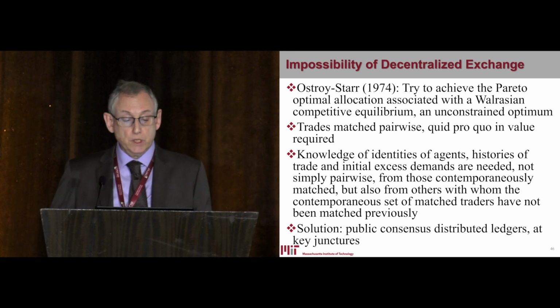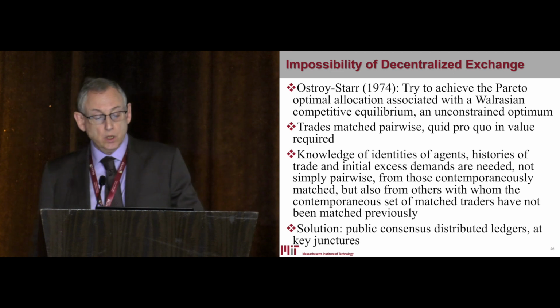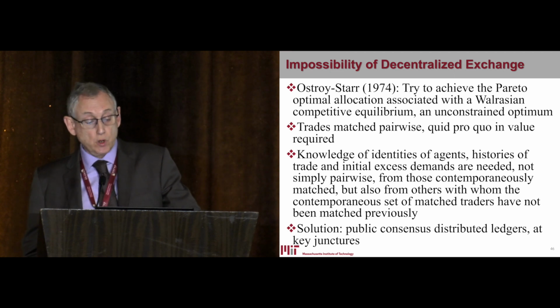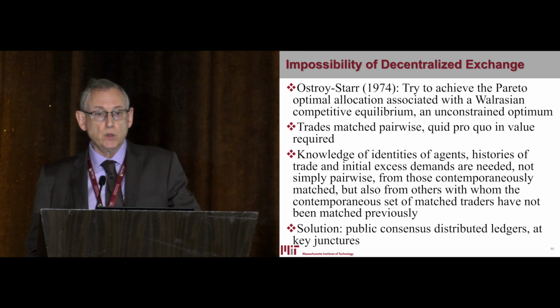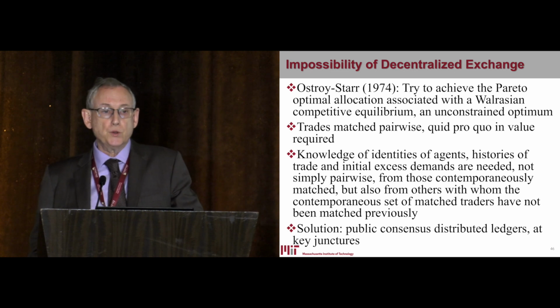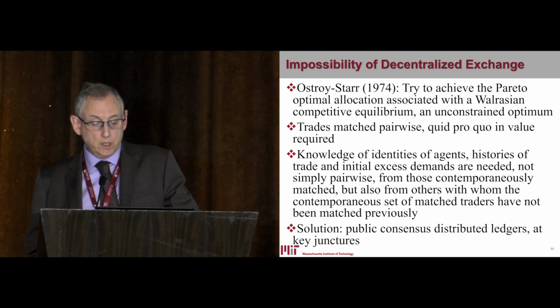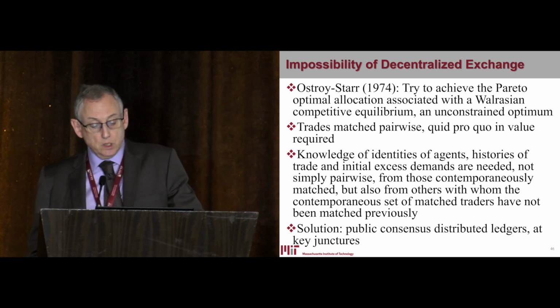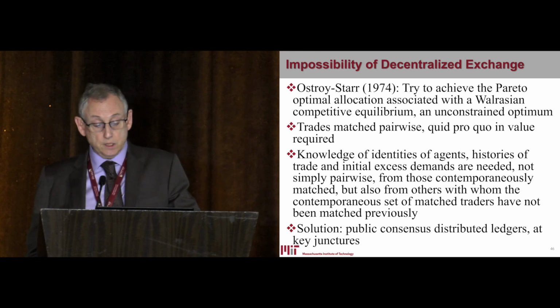So one version of this is the impossibility of decentralized exchange, known early on from the work of Ostroy and Starr. It's very hard to achieve the Pareto optimal allocation associated with the Walrasian equilibrium by having traders meet pairwise, exchanging values in a quid pro quo condition, knowing only the identity of the two paired agents and their own histories. It turns out it's impossible.